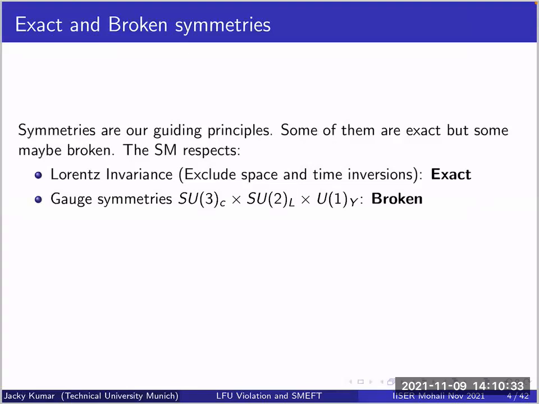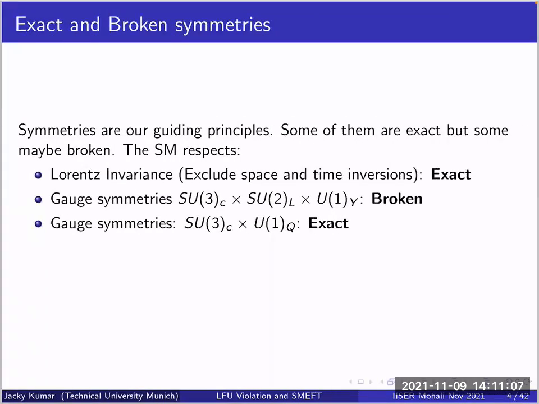Then we have a gauge symmetry. As you know, the standard model is built on the basis of gauge symmetries. In particular, this is the group of the standard model: SU(3) color times SU(2) left. This means only left-handed fields transform under SU(2), and the right-handed ones are singlets, and then U(1) hypercharge. This is the full gauge group of the standard model, which, as you know, is broken at the electroweak scale.